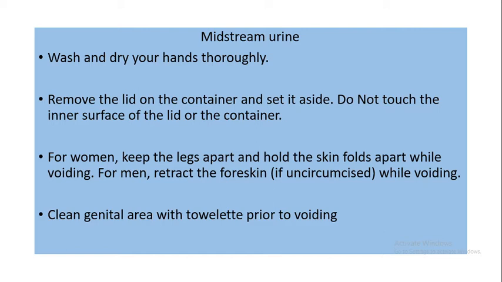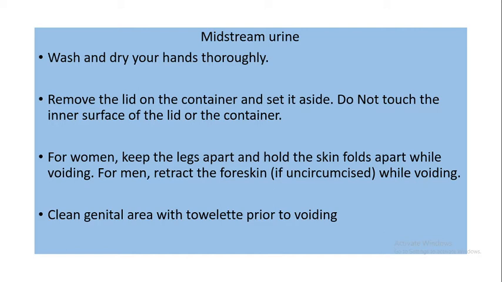After that, women are advised to keep their legs apart and hold the folds of their genital area, and then start voiding the urine. However, in men, they must retract the foreskin of the penis, and then they should void the urine. So once they start voiding, they should not immediately void inside the container. First, the urine should be discarded or voided in the pot, and then the middle stream should be collected in the sample container.